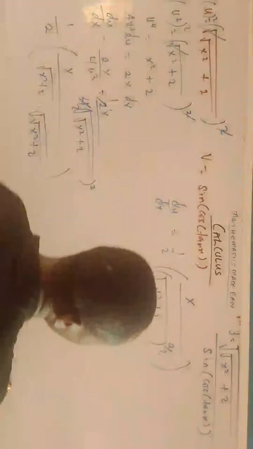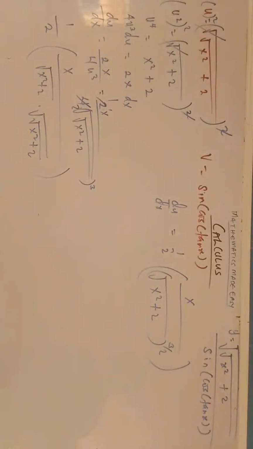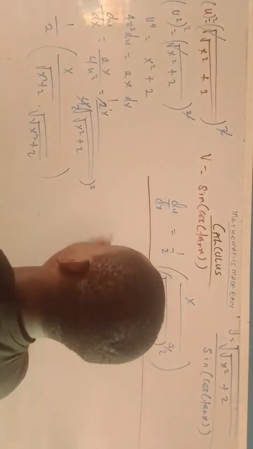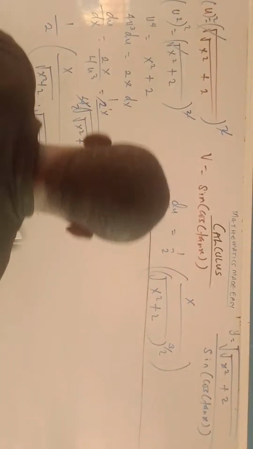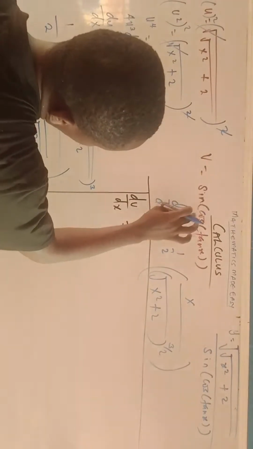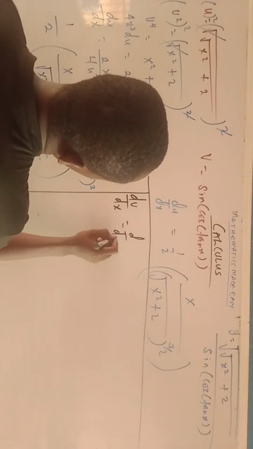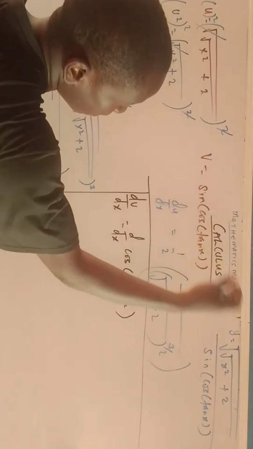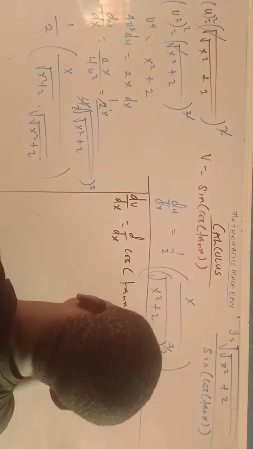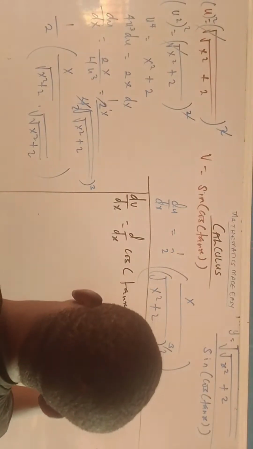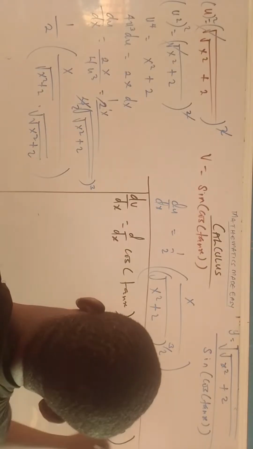Now, let's find the dv over dx. So let's do that together. To find dv over dx, v is sine cos tan x. So therefore, dv over dx will be equal to what? The first thing is to find the derivative of cos tan x, okay? Then multiply by the derivative of sine lambda, which is cos lambda. And then our lambda is cos tan x. That is beautiful.